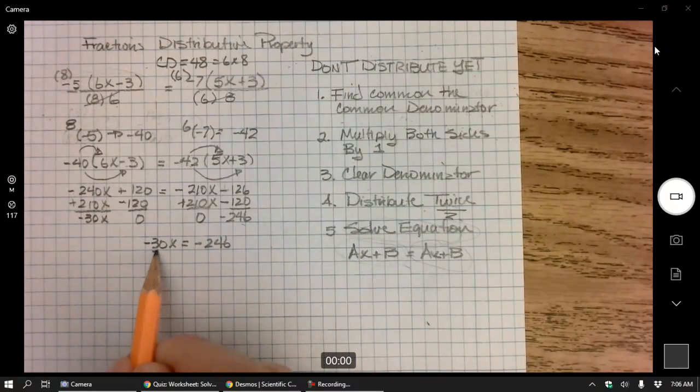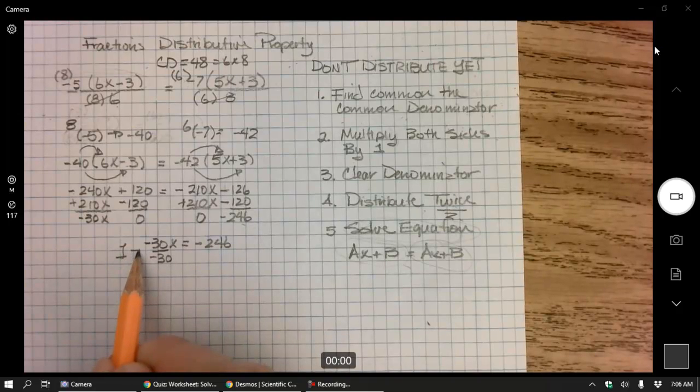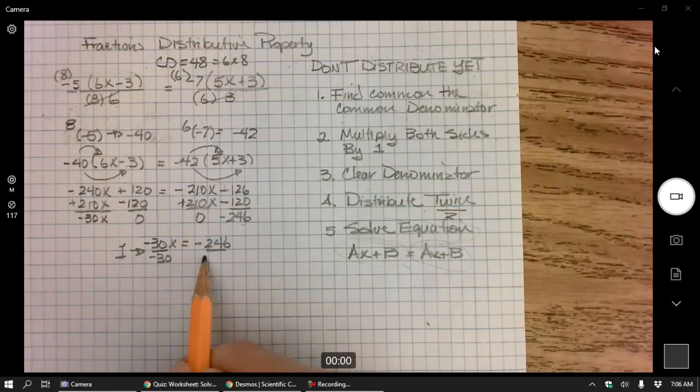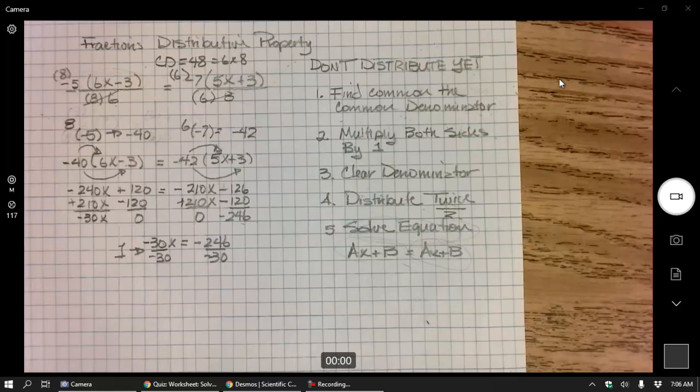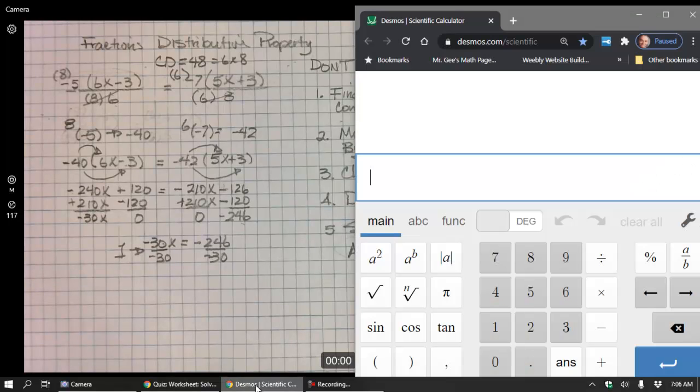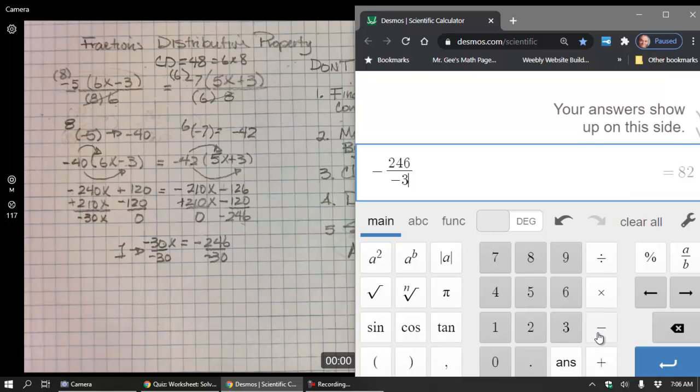I'll divide each side by a negative 30 because I want to use a 1 right here. To turn that to a 1, I divide it by a negative 30. And then I'm going to use Desmos to help me simplify this. So let me bring up Desmos. I've got it right here. So we're going to type in a negative 246 over negative 30. So negative 246 divided by negative 30.